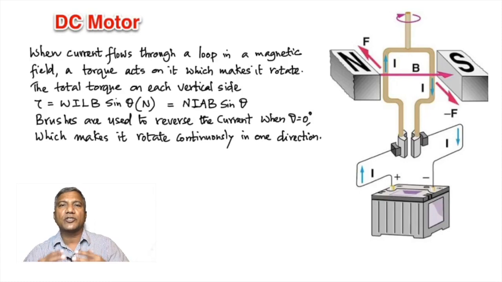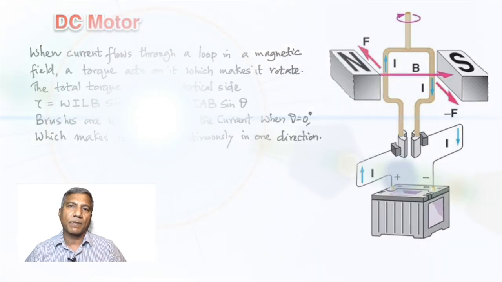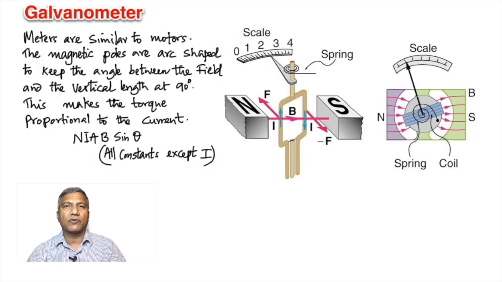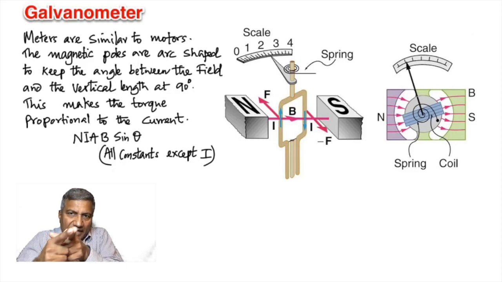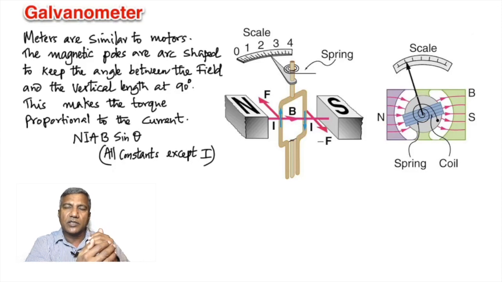And now, in order to measure or to detect a current, we have what is called a galvanometer. The idea of a galvanometer is the same as that of the motor, except in this case, we do not want the coil to continuously rotate. Instead, we want it to rotate through a certain angle, which will be in proportion to the current.